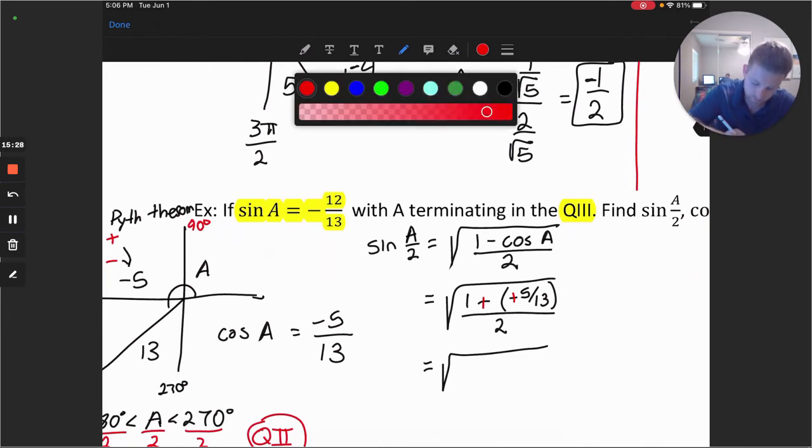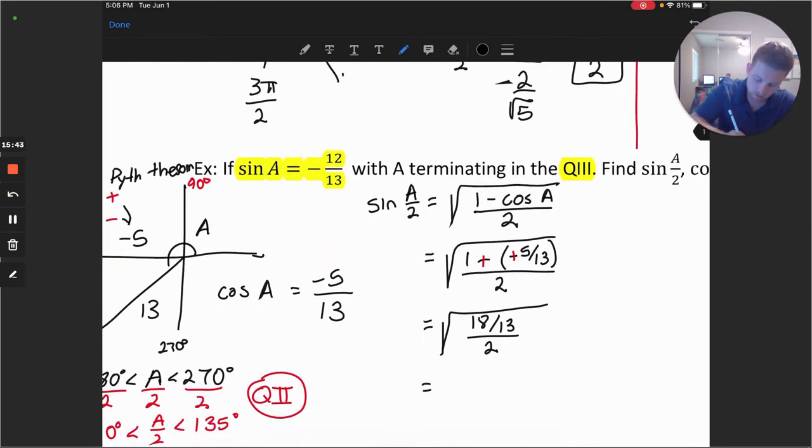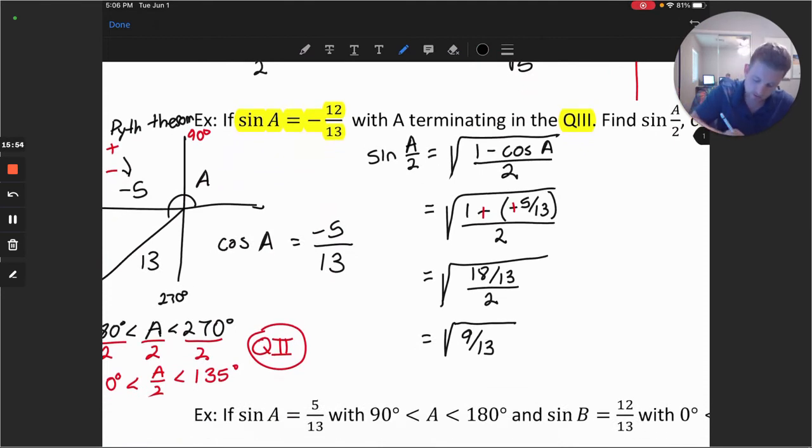So we'll have 18 over 13, all divided by 2. So another way we write this would be just 9 over 13, square root of 9 over 13. Notice that 9 is a perfect square, so we could rewrite this finally as 3 divided by the root of 13. And we'll just leave it as that for right now. 3 over root 13, and that will be positive.